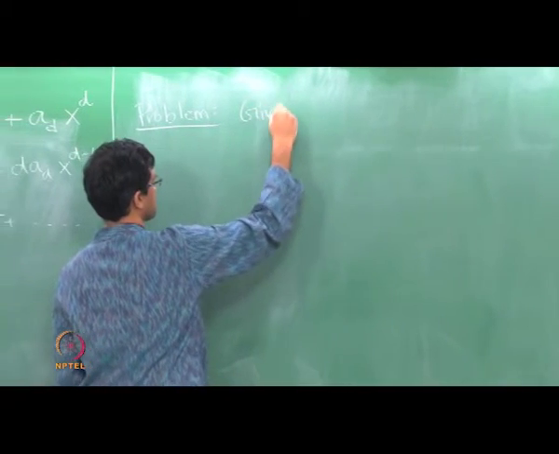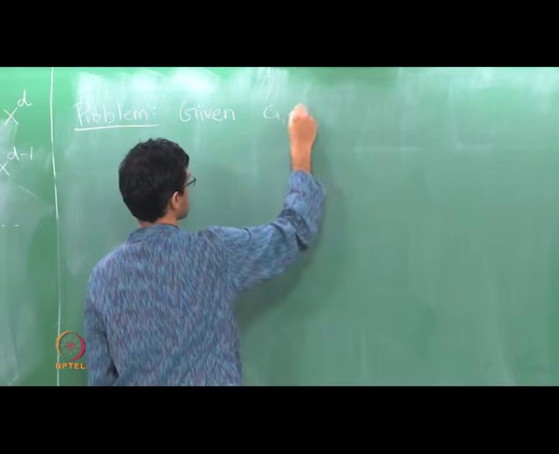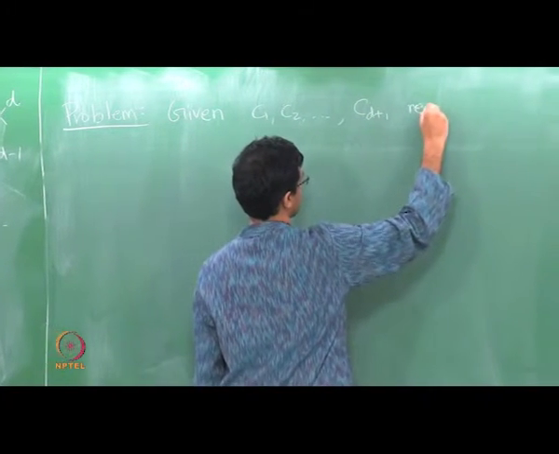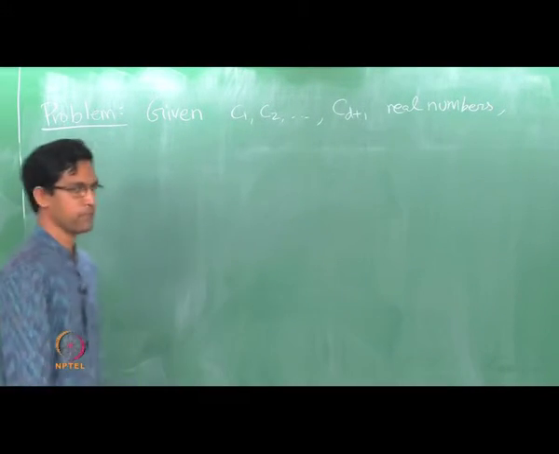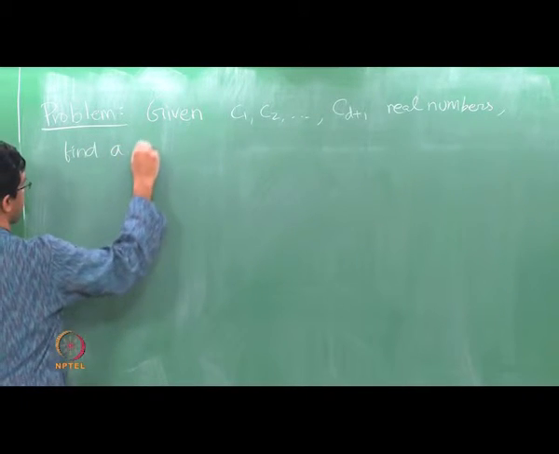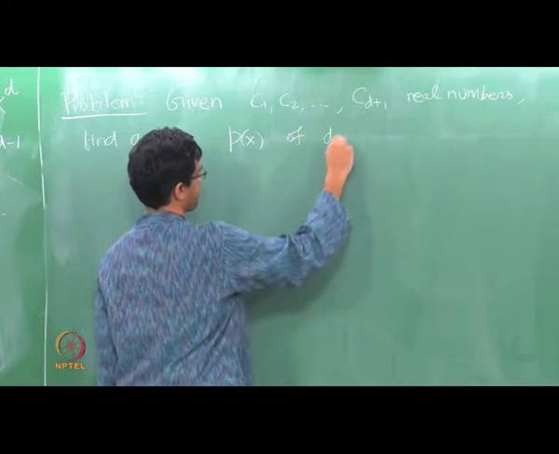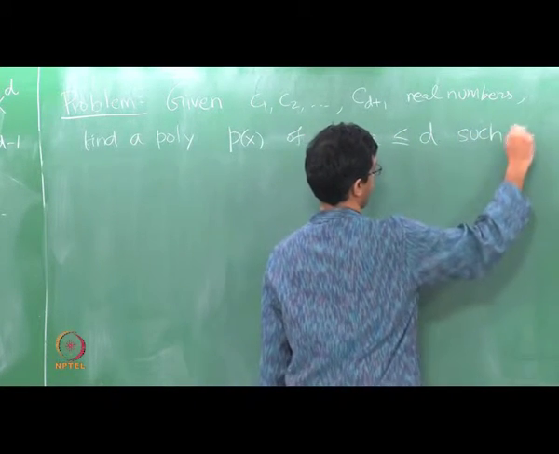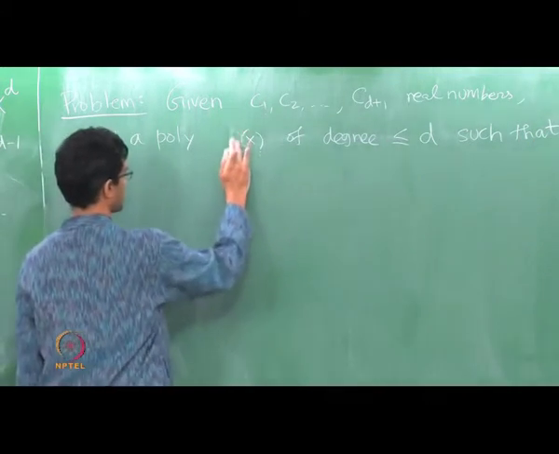Again, it shares some aspects with the interpolation polynomial given real numbers. So let me call them C1, C2, so given d plus 1 real numbers, not distinct or anything, arbitrary real numbers, find a polynomial, maybe we will just call it f of x.